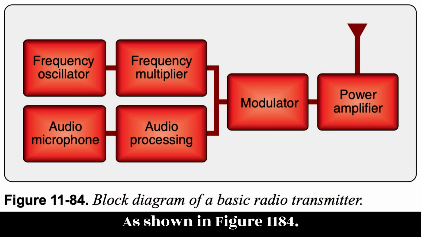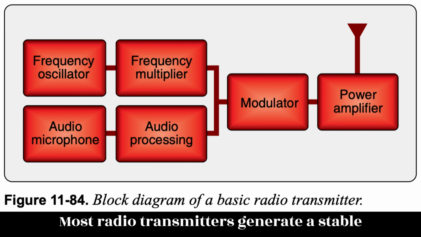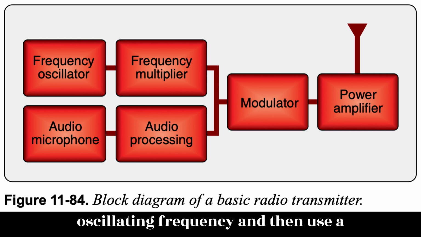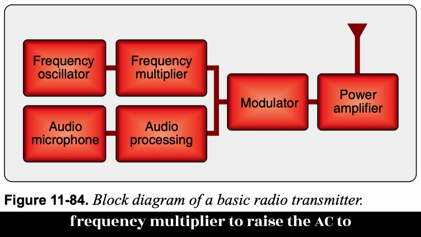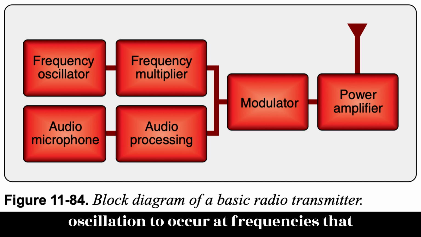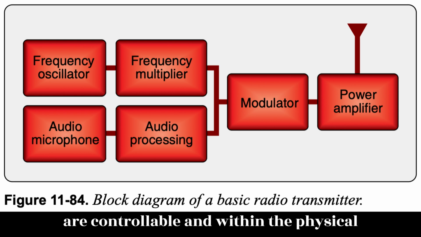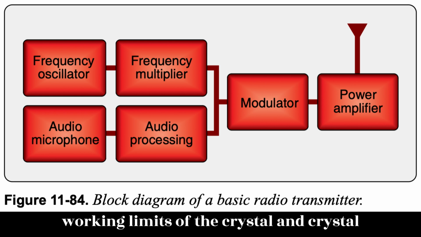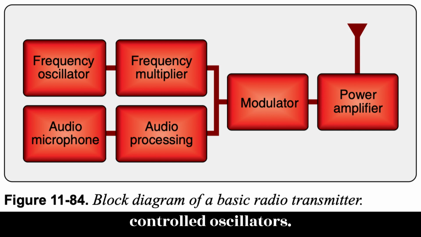As shown in Figure 11-84. Most radio transmitters generate a stable oscillating frequency and then use a frequency multiplier to raise the AC to the transmitting frequency. This allows oscillation to occur at frequencies that are controllable and within the physical working limits of the crystal in crystal-controlled oscillators.